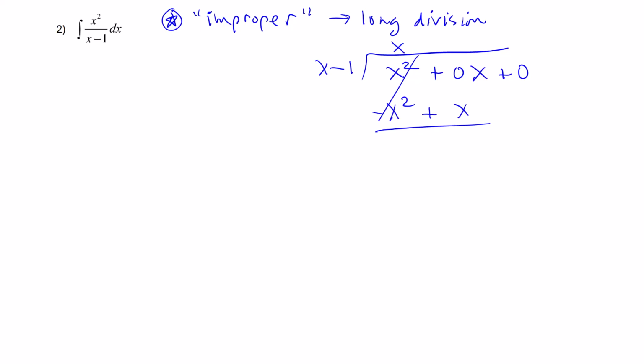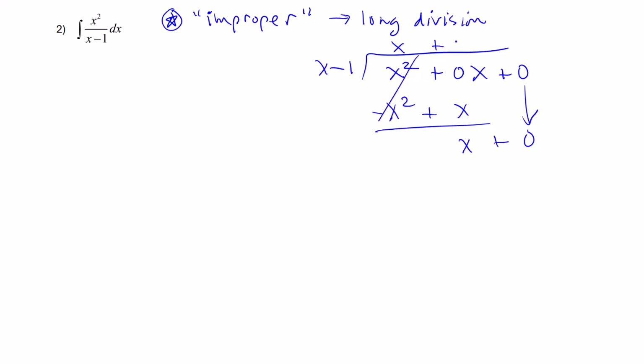The second terms lined up vertically are 0x plus x. Well, that's like saying 0 plus x, which is just x. So we have an x result beneath it. Bring down the next term, which is really only a 0 to hold the place for us. And now we start over.